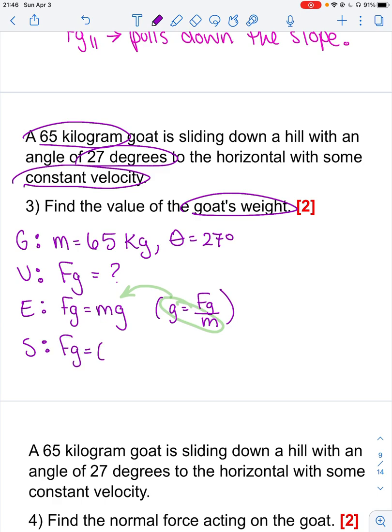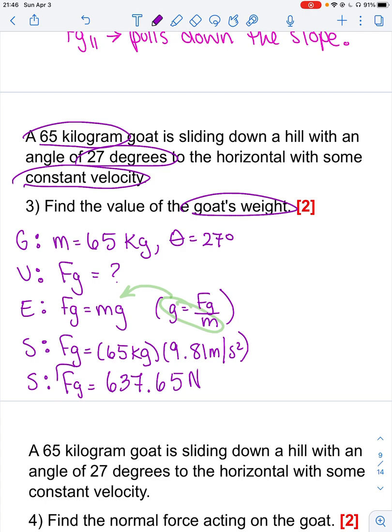Now let's substitute. Fg equals 65 kilograms. We are on the planet Earth, so we use 9.81 meters per second squared. If you multiply that, you will get a force of gravity, or a weight value, of 637.65 newtons. This value is going to be very important for us in the next two questions.